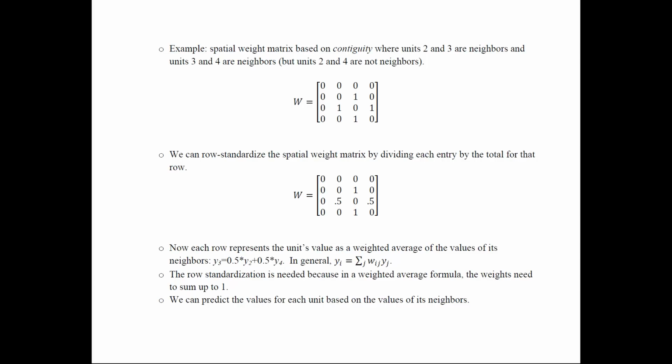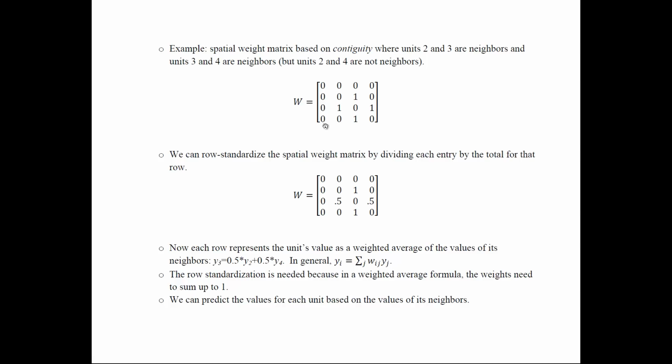The spatial weight matrix based on contiguity would have, and I'm making this up, suppose that units 2 and 3 are neighbors and units 3 and 4 are neighbors. But units 2 and 4 are not neighbors, and 1 is not a neighbor of anyone. So how would this spatial weight matrix look?